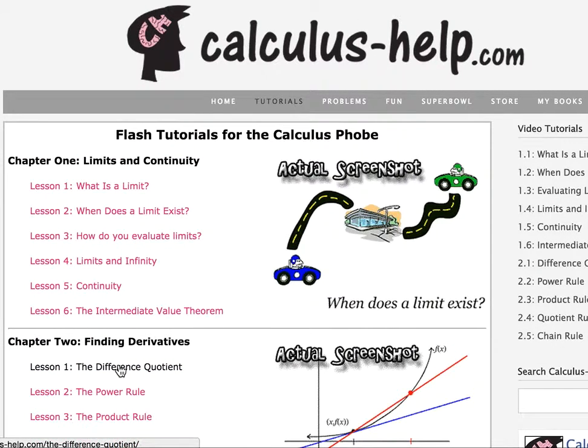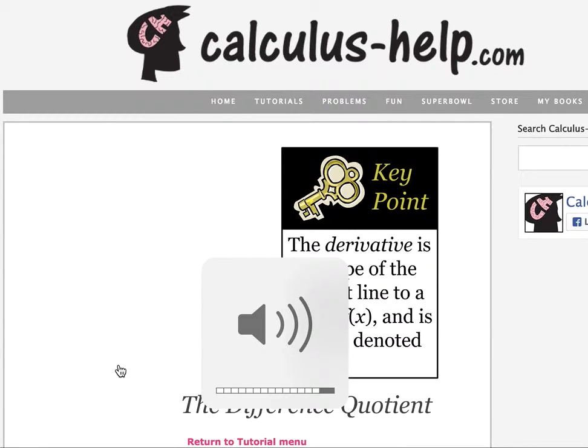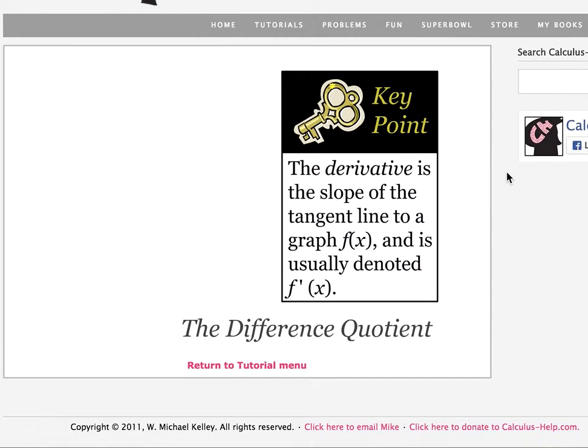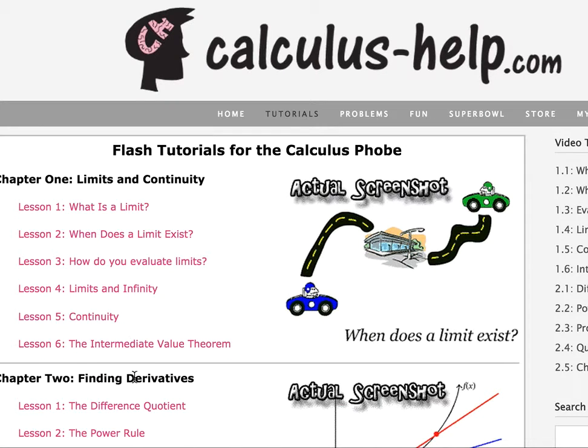Okay, so this is lesson 1. Before we get started, we need to answer one question. What is a derivative? Well, in calculus, the derivative is the slope of the tangent line to a graph. For instance, here's a graph, f of x. The point... Excuse me.